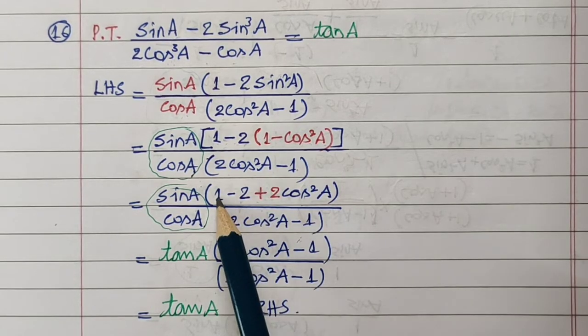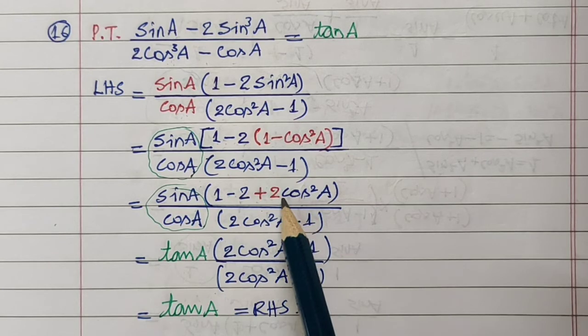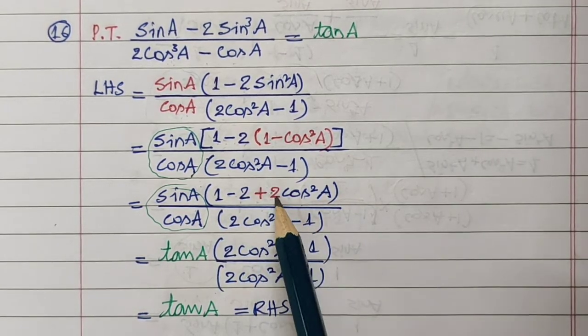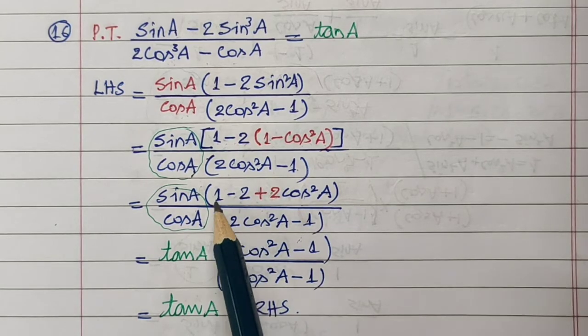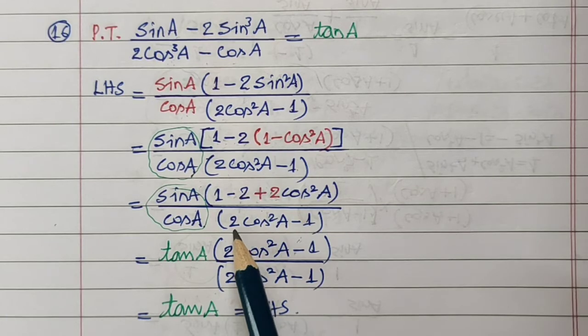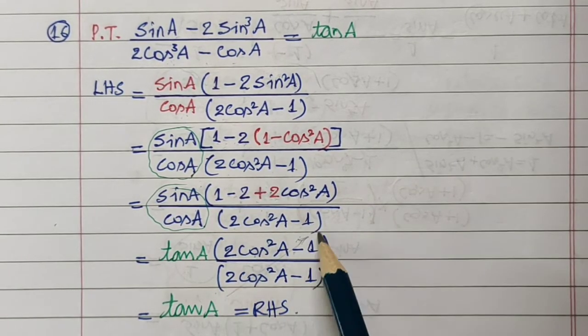Here 1 minus 2 is minus 1. This will become 2 cos square A minus 1. From this step to this step, 2 cos square A minus 2 plus 1 becomes minus 1, so 2 cos square A minus 1. In the denominator we have 2 cos square A minus 1. This and this will cancel. This will equal 1.